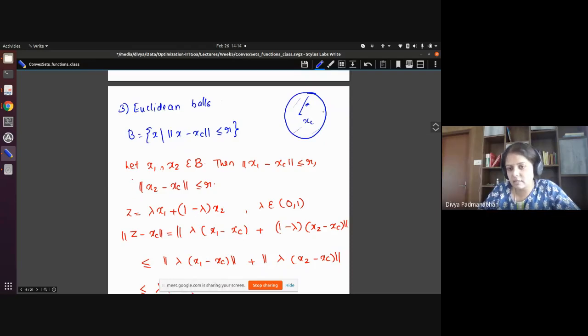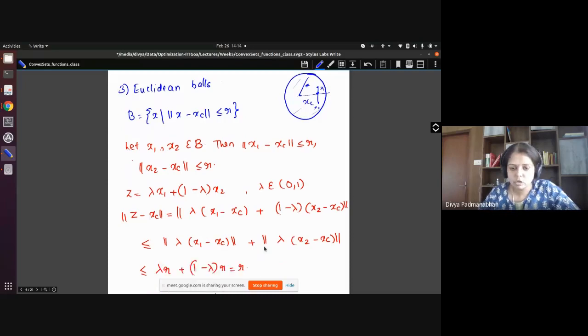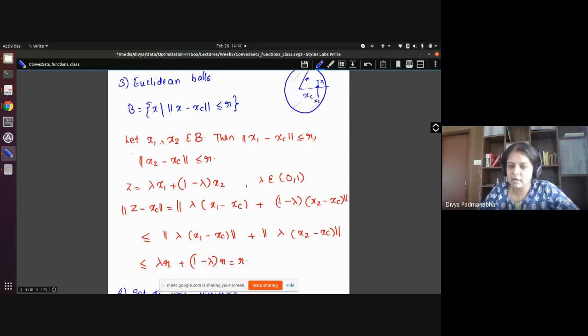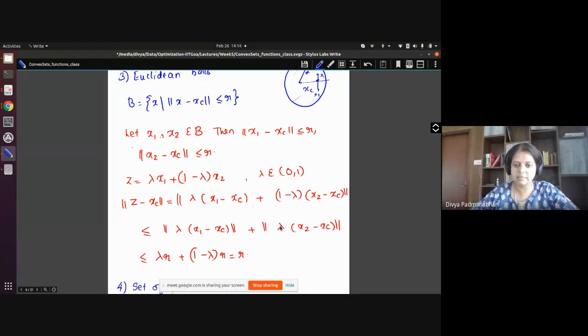Basically, you take x1 and x2, any two points, and if you draw the line joining them, any point on it will also be at a distance of less than r from xc. That's the idea. To prove this, the idea is to use the triangle inequality that we have for norms. This should be fairly straightforward. You should try to see that it makes sense.